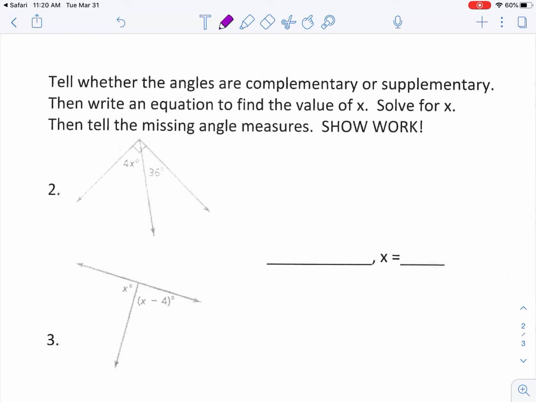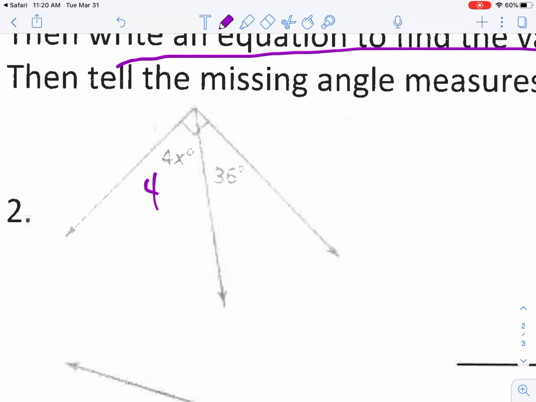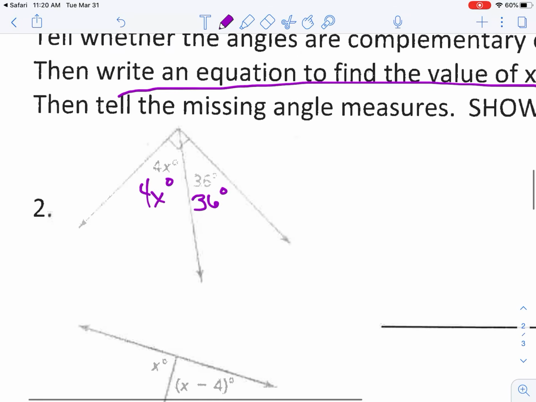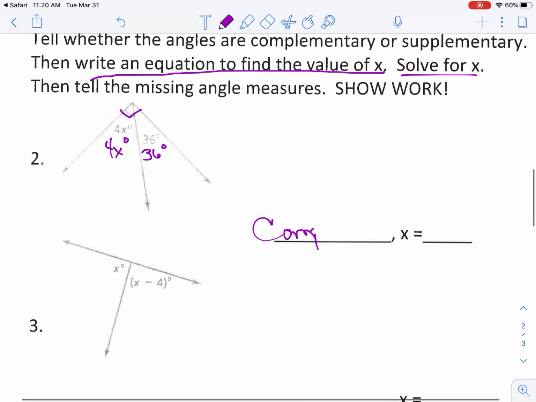Okay, so here's where we're going to get into identifying it as complementary or supplementary. Again, seeing that right angle or that straight line. And then we're also going to write an equation to find the value of x and solve for x. Okay, then tell the missing angle measures. So on number 2, we have a 4x and a 36. And again, I know they're a little hard to read. We see this right angle, so automatically we know our first answer is going to be complementary.